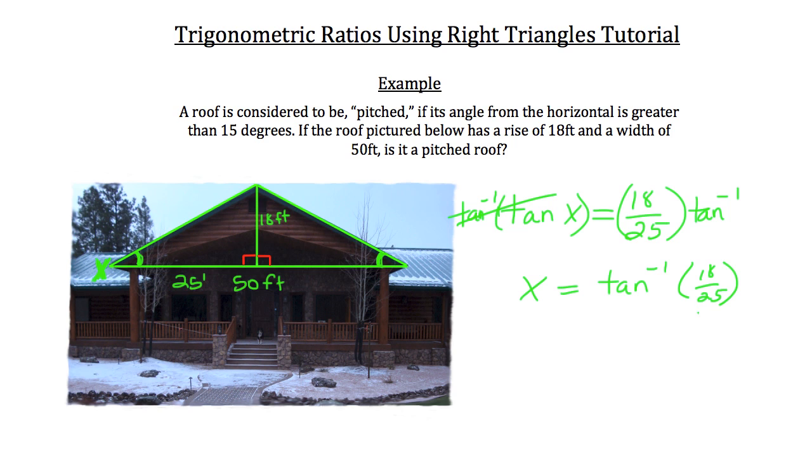And you can put that directly into your calculator. When you do that, you'll find that X has a measurement of roughly 35.75 degrees. So that's this angle right here, which means that this would be considered a pitched roof because that angle is greater than 15 degrees. So these are some of the ways that you can use trigonometric ratios to solve for the missing components of right triangles, whether that be the angle or the sides that are missing.